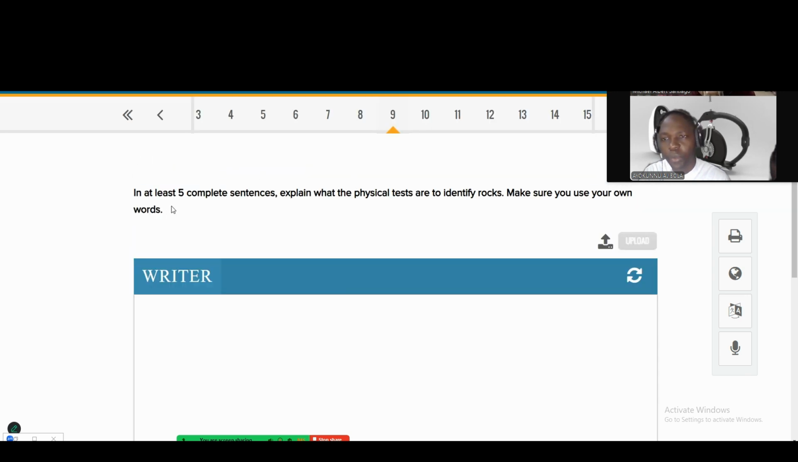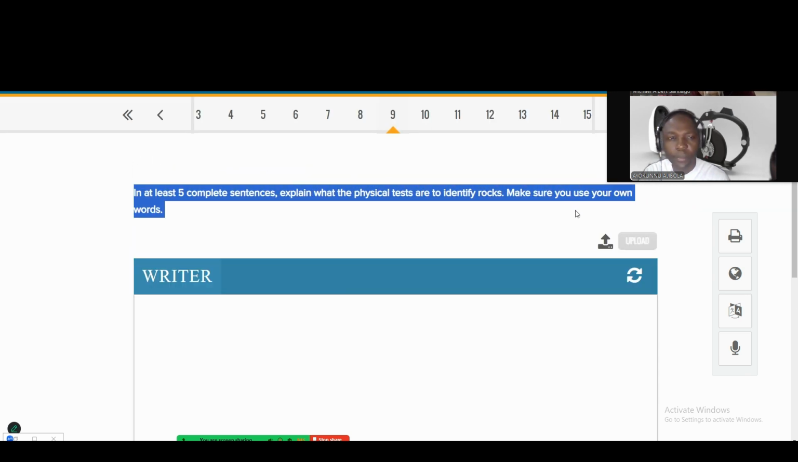So look at this one. Read the instruction here. In at least 5 complete sentences, explain what the physical tests are to identify rocks. Make sure you use your own words. Type it into the chat. Is that clear?